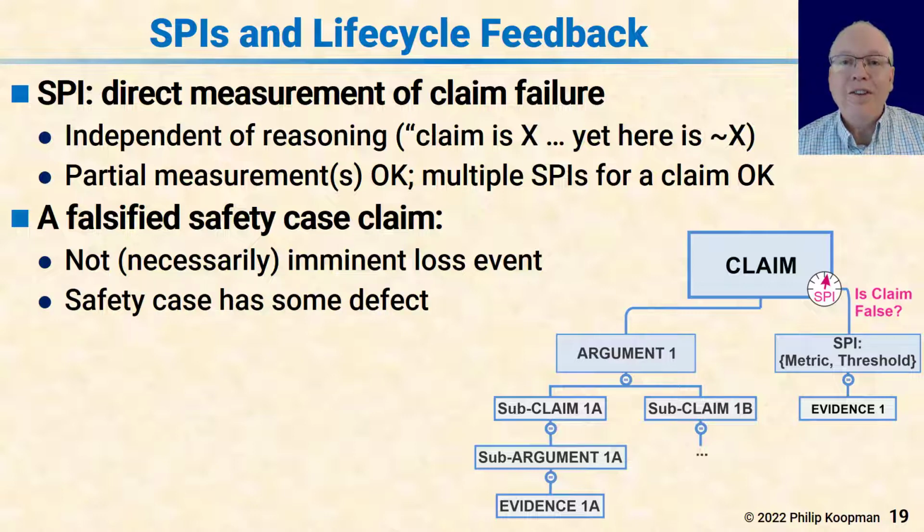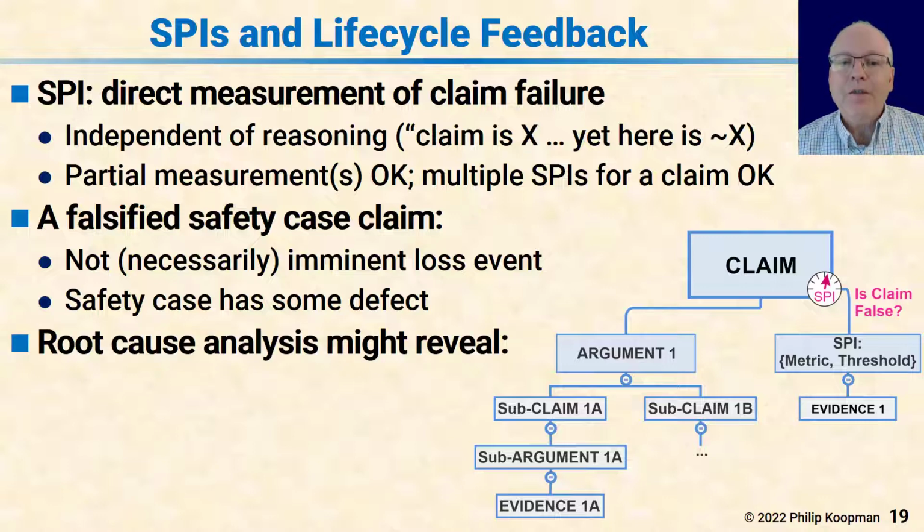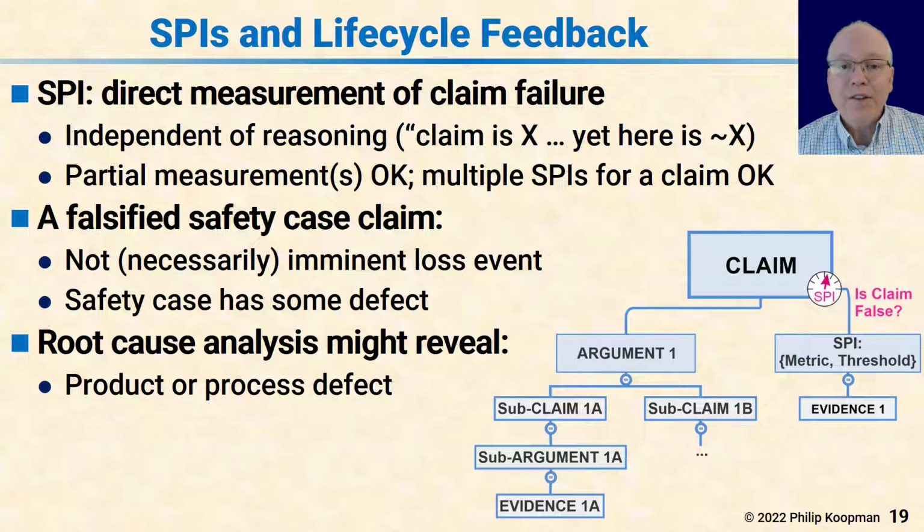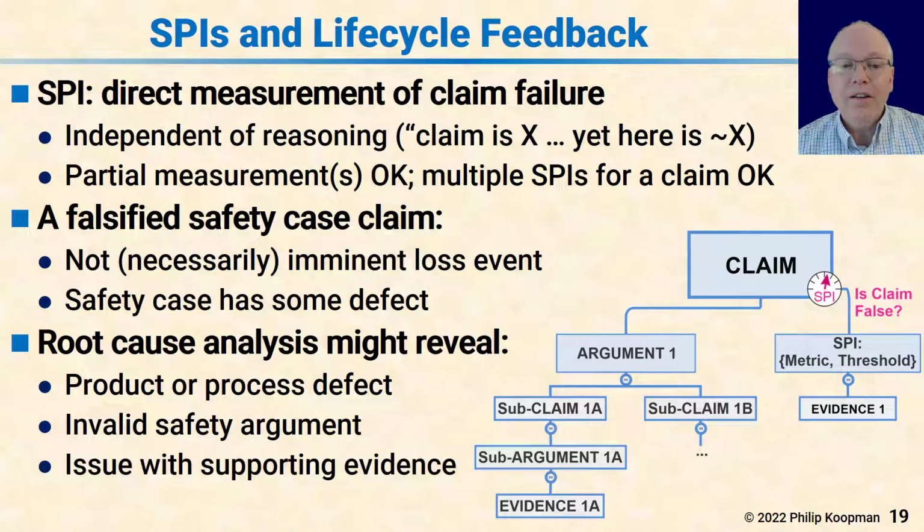An SPI violation, by definition, means your safety case has a problem. The root cause analysis might reveal, well, there's a product or process defect. There's an invalid safety argument. Maybe you just got the safety case wrong. There may be an issue with supporting evidence. There might be an assumption error, and so on.